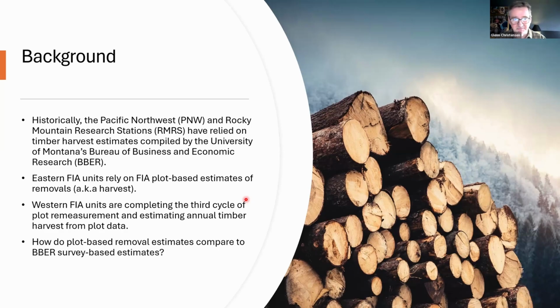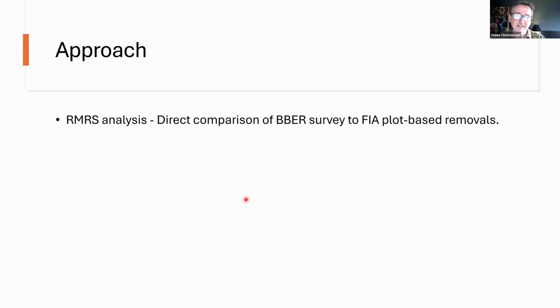Like I said, what I want to do now is compare these two. So it's a cool opportunity to do that, and that's what I'll be presenting today. We did a couple of things that I'll be looking at. One was some work that John Shaw has done at Rocky Mountain, basically doing a direct comparison of the surveys from the University of Montana survey to the plot-based removals.